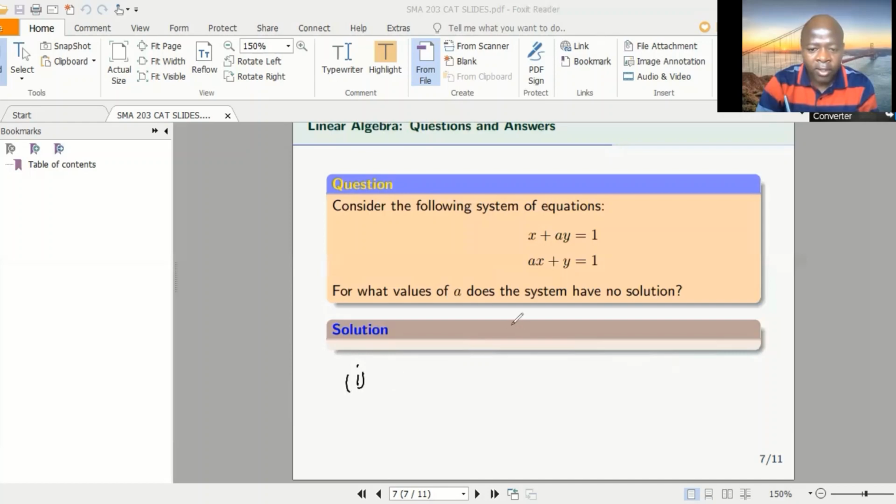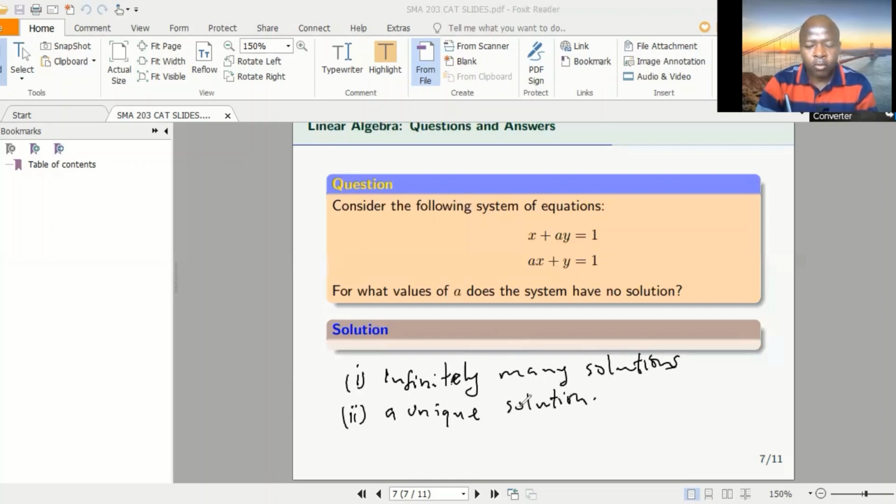What should be the value of A if this system would have infinitely many solutions? I don't know whether that is the right spelling, but you can check. So what would be the value of A if the system is to have infinitely many solutions? And two, what would be the value of A if this system is to have a unique solution?